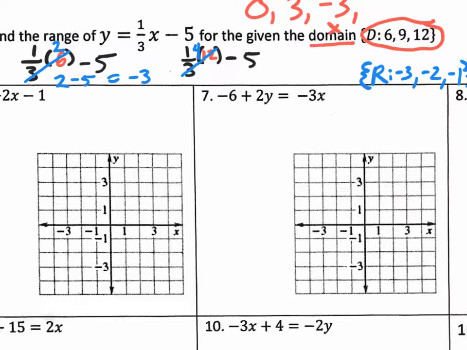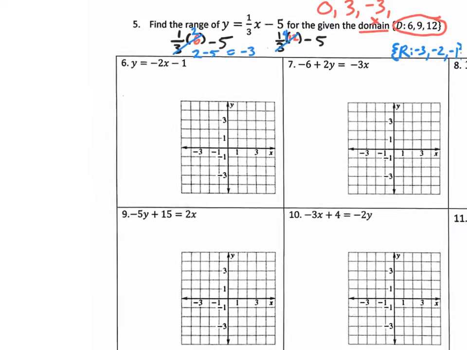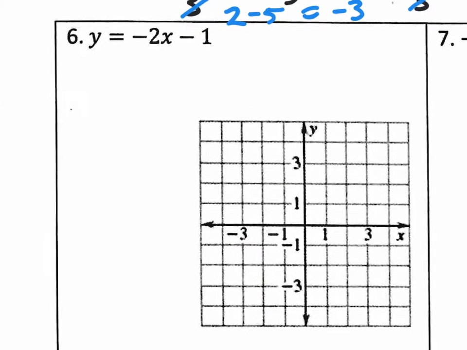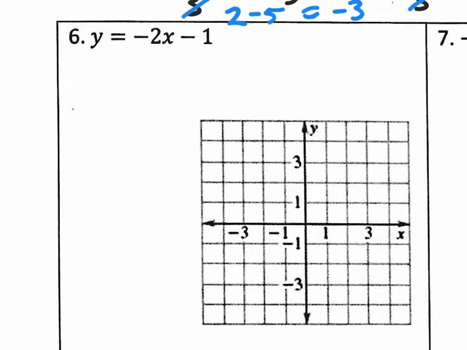So for this particular question, for this equation, if I use the domain 6, 9, and 12, we have a corresponding range value of -3, -2, -1. I hope you guys understand that. Let's move on to the actual graphing part of this thing. Number 6, is it in function form? Yes. So we could jump straight to our input-output table, and we could use 3 easy values like what? 0, 1, and 2. Thank you. And let's plug in 0.